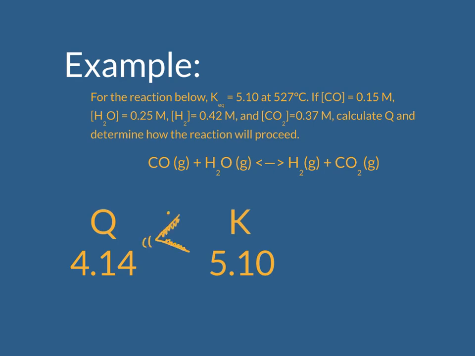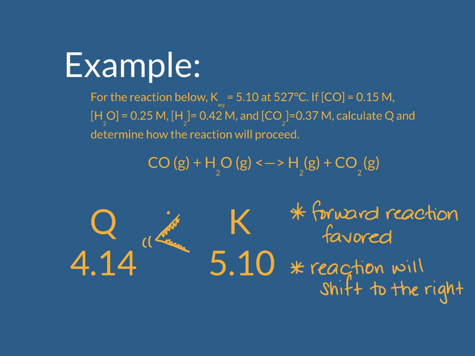When we compare our Q to our K, we notice that K is larger than Q, so our shark is shifting to the right. This means our reaction is going to shift to the right and favor the forward reaction to reach equilibrium.